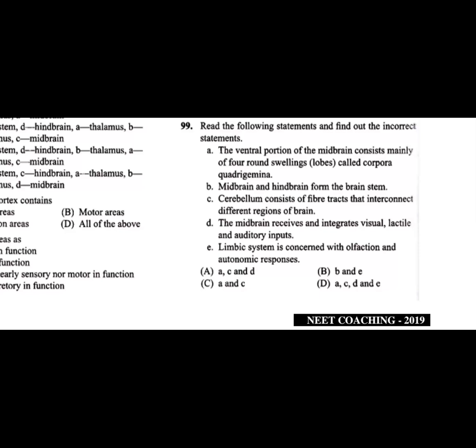What we have are the four bodies, corpora quadrigemina, which perform optical functions. So statement A is wrong, students. Now statement B, midbrain and hindbrain form the brainstem. Yes, the brainstem is formed of the midbrain parts as well as the pons and medulla oblongata. Brainstem is the association between midbrain and hindbrain. So statement B is right, students.